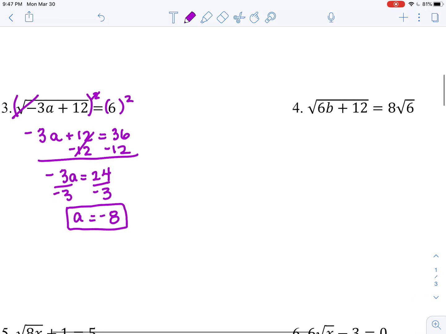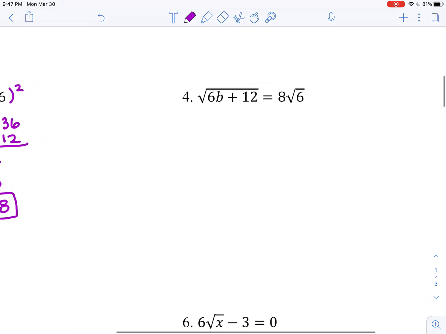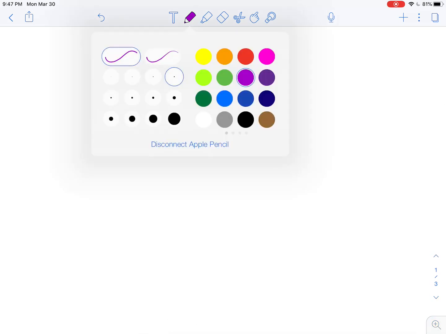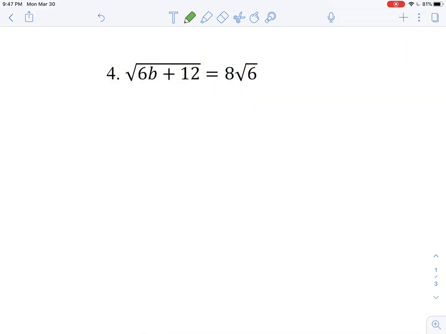Okay, question number 4. Notice that we have radicals on both sides of the equation. This is a case where we are still going to square both sides right away. We can't quite isolate the radical on the right side of the equation, but by squaring both sides, we are going to make all of the square roots disappear. So when I square the left side, I already know squaring and square rooting cancel out. I just get the radicand, 6b plus 12.